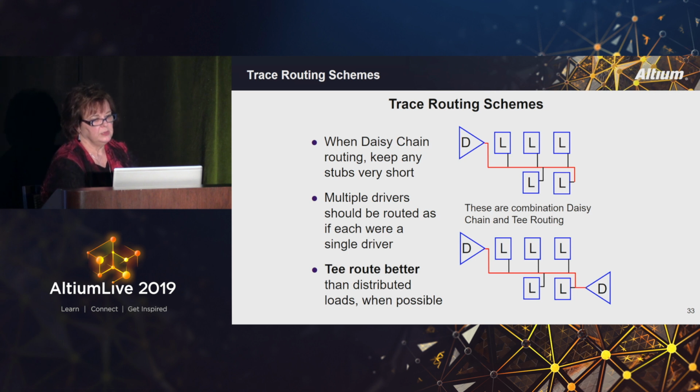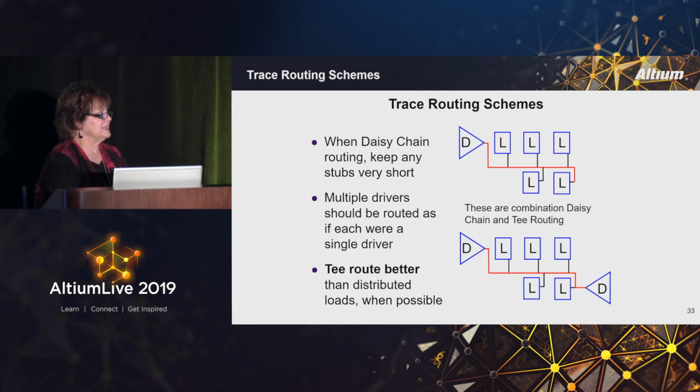When daisy chain routing, keep any stubs that you have very short. So in this case, you have a driver and you have multiple loads. This is supposed to look like lumped loads. It looks a little farther than that, but they're supposed to be lumped loads. And what is happening here is the trace or bus is coming down here and then splitting off into the two directions that it needs to go.